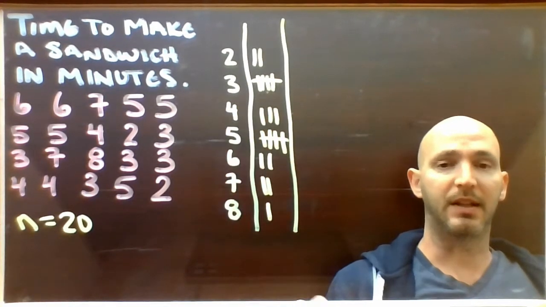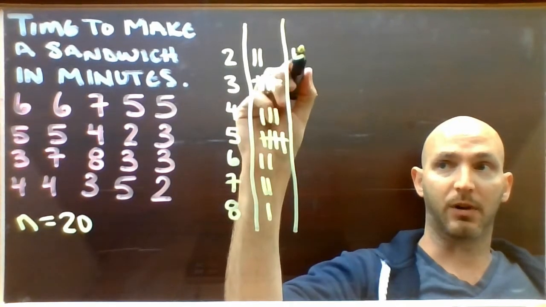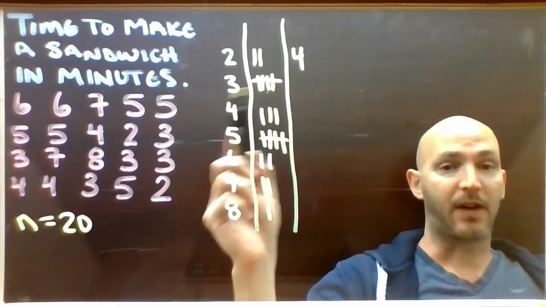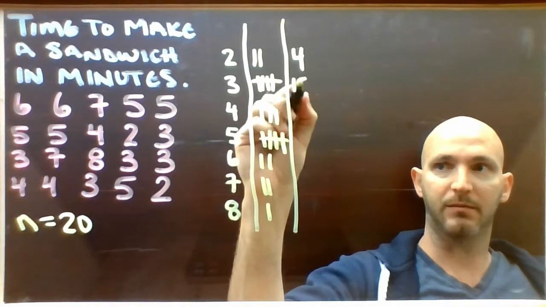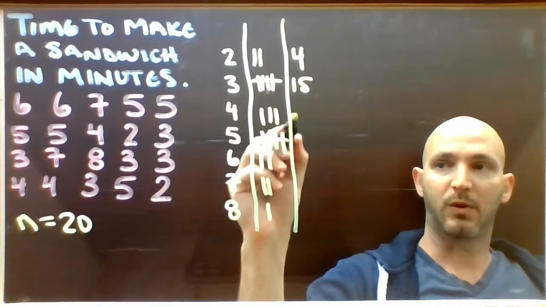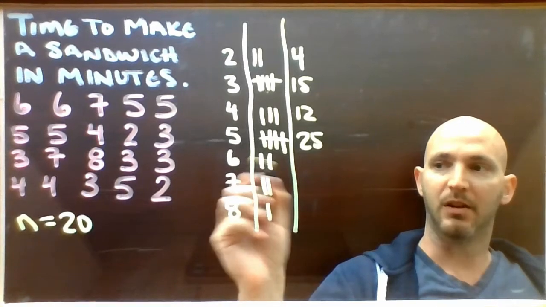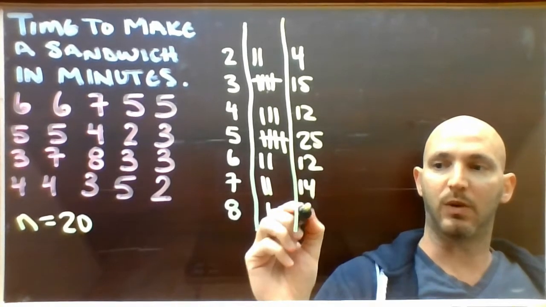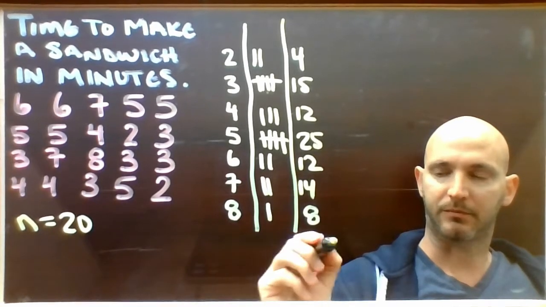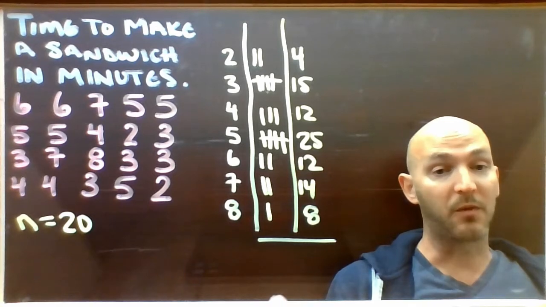2 2s. And if I were adding all that up, I'd do 2 plus 2 would give me 4. And then I have 5 3s. So 3 plus 3 plus 3 plus 3 plus 3 would be 15. 3 4s would be 12. 5 5s is 25. 2 6s is 12. 2 7s is 14. And 1 8 is 8. And if I were to add all those up, that would give me the sum of all the data points.